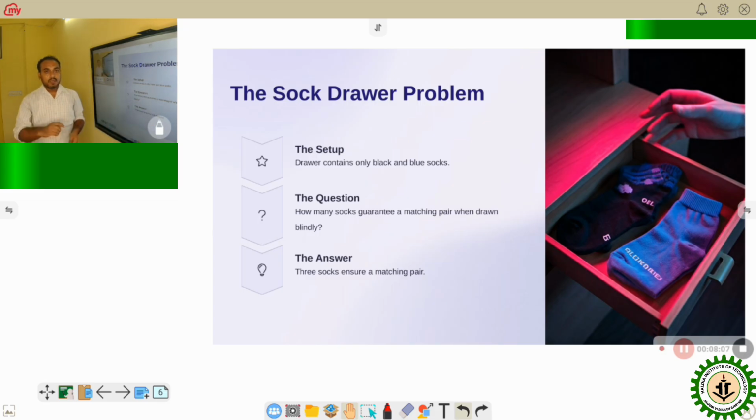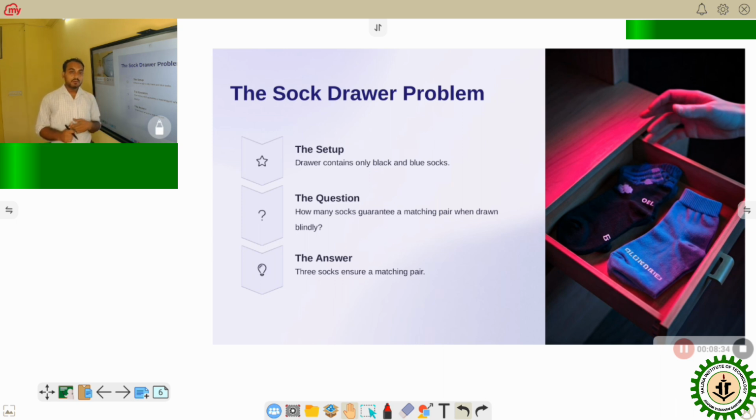If you take one sock, it may be blue or it may be black. If we take two socks, then one may be black and another may be blue, so a pair of the same color is not guaranteed with two socks. But if we take one more sock from the dryer, then it should be two black and one blue, or two blue and one black. So at least we get a pair of the same color of socks.